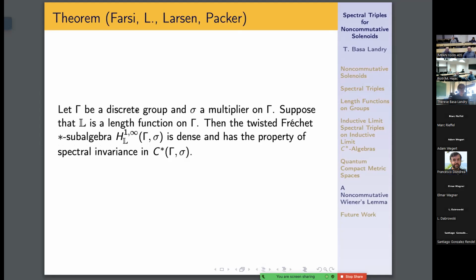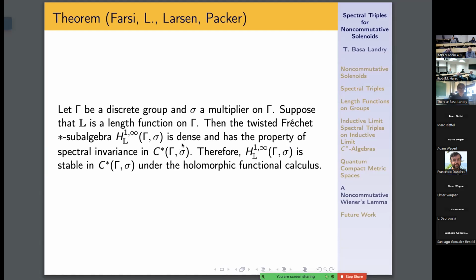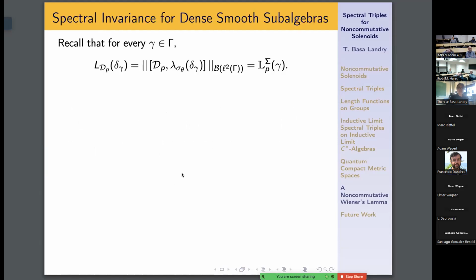And so applying the non-commutative Wiener's lemma, this gets us a spectral invariance finally not just at the level of the twisted L1 functions, but at the level of the twisted group C-star algebra. And so therefore, in analogy with the classical setting, this is also stable under the holomorphic functional calculus. And so just to give further motivation for why this is a good choice of dense smooth subalgebra.